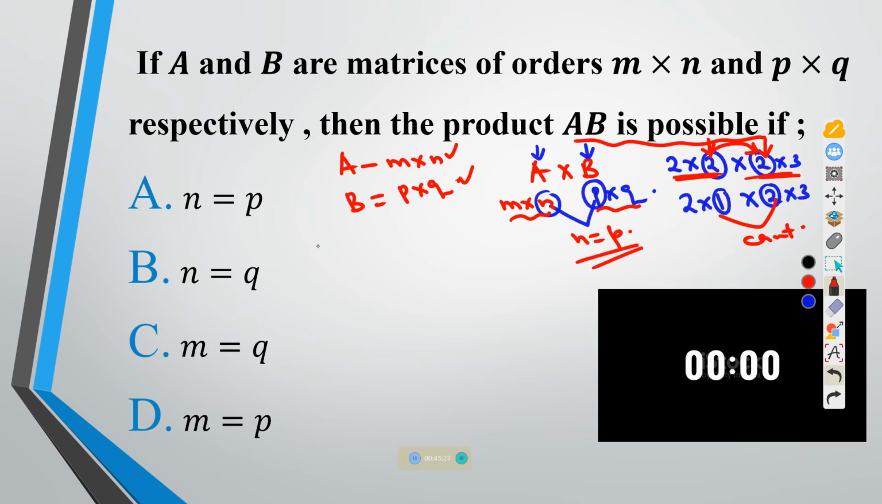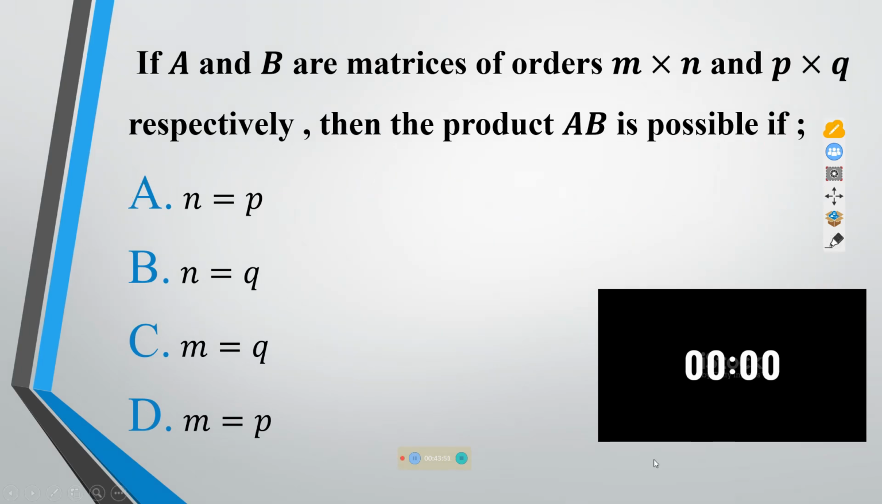So we need to look at where we have N must be equal to P. So N must be equal to P, and that is A. N must be equal to P for the two matrices A and B to be multiplied together, and that would be the answer. We shall come to the next question.